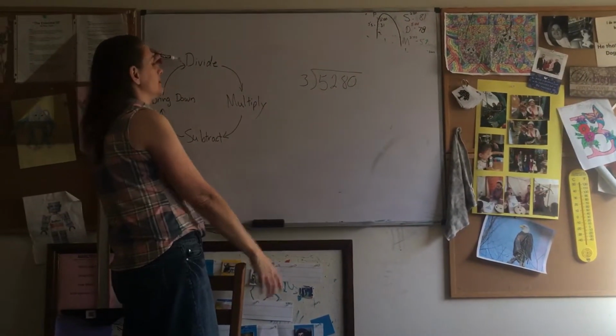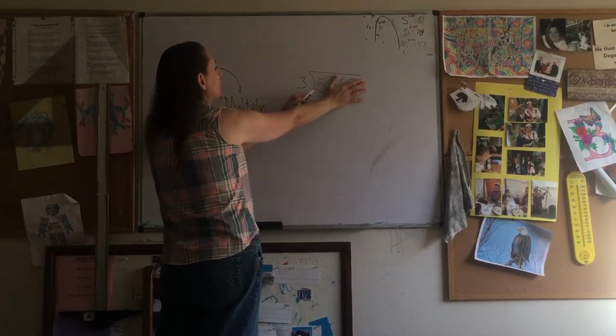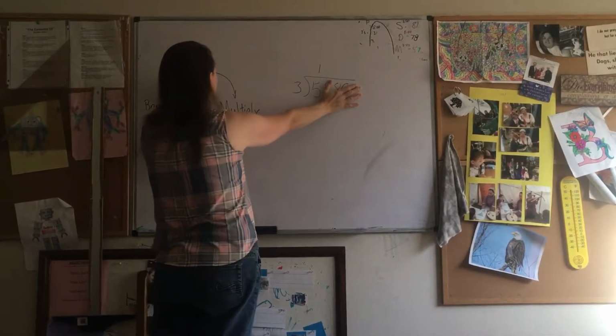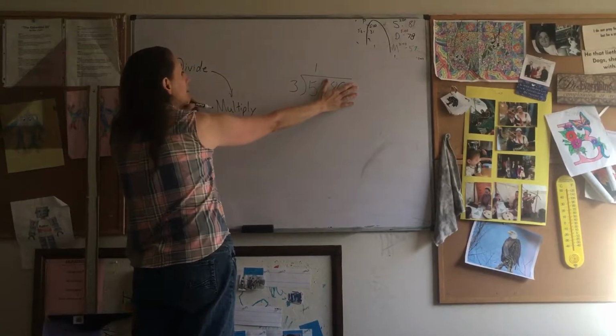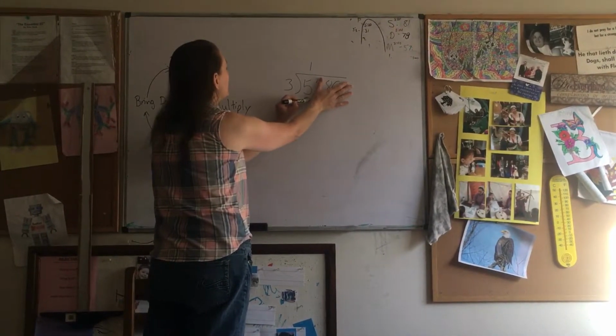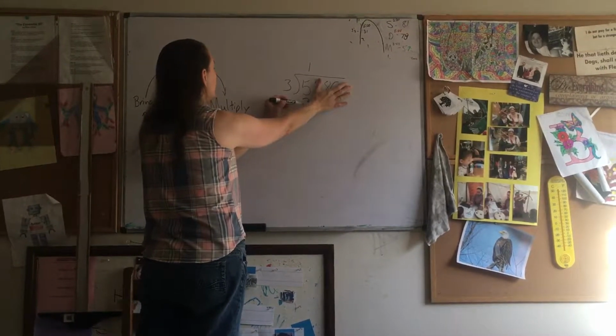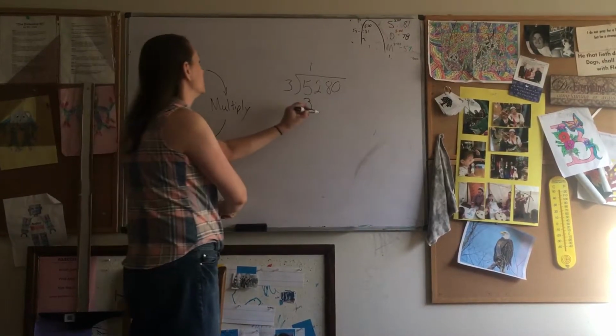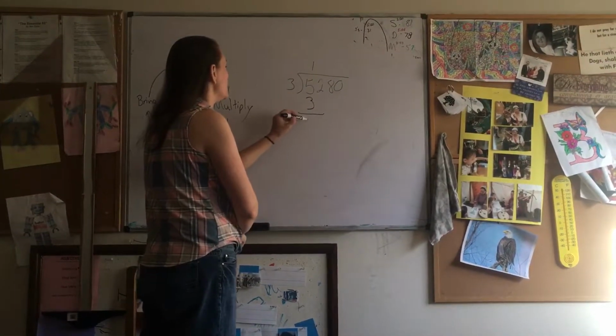and we're going to take our first step, divide. How many times will 3 go into 5? 3 goes into 5 one time. That's our divide step. What do we do next? We multiply. 1 times 3 is 3. We write that answer right below the 5. Our following step is to subtract. 5 minus 3 is 2.